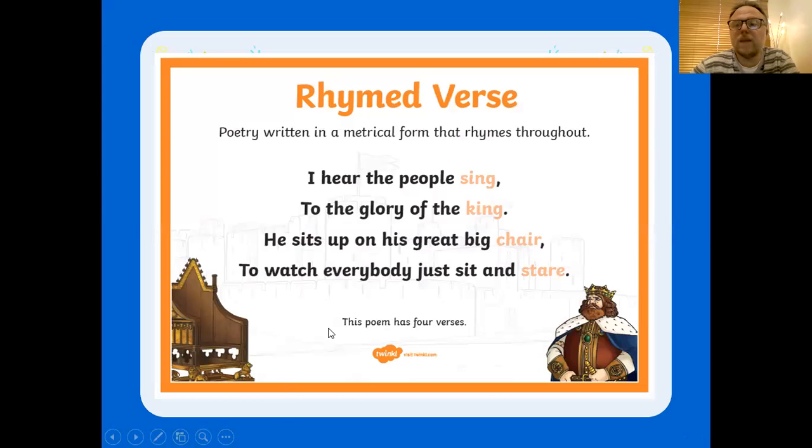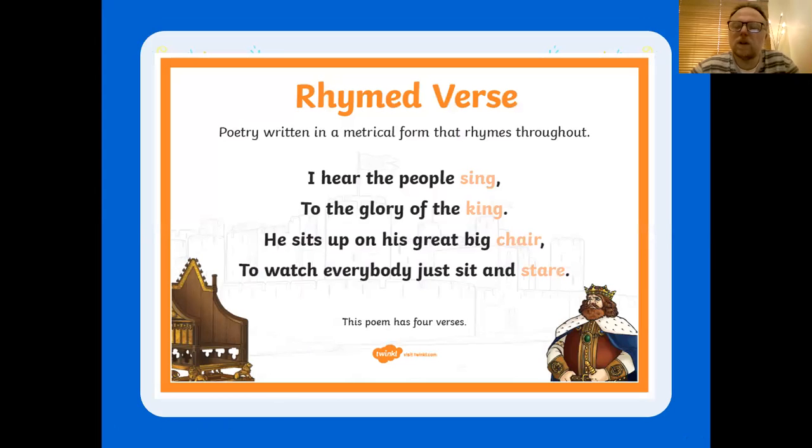So, rhyming. Lots of poems rhyme. Poetry is written in a metrical form that rhymes throughout. This is a rhymed verse. So let's share this bit together. I hear the people sing to the glory of the king. He sits upon his great big chair to watch everybody just sit and stare.